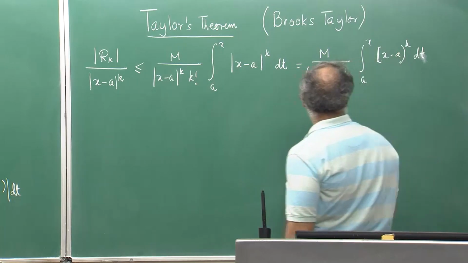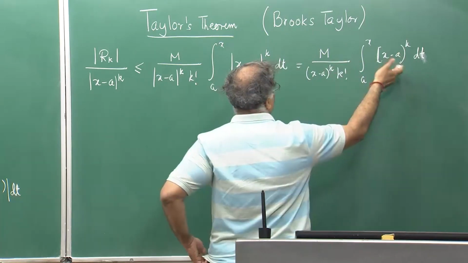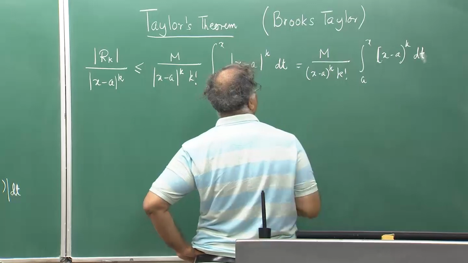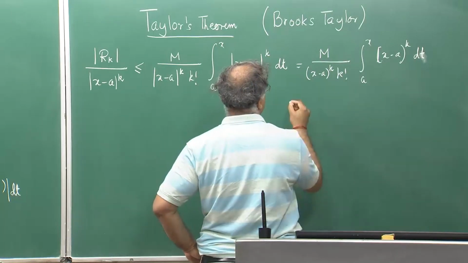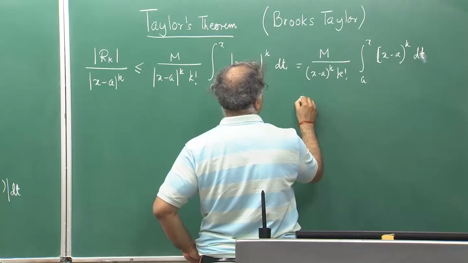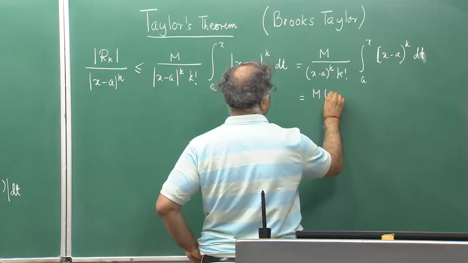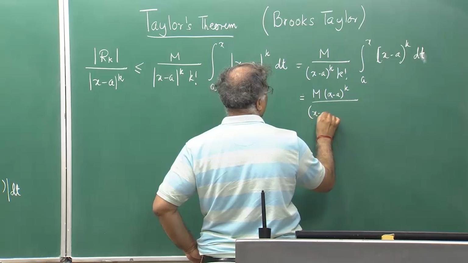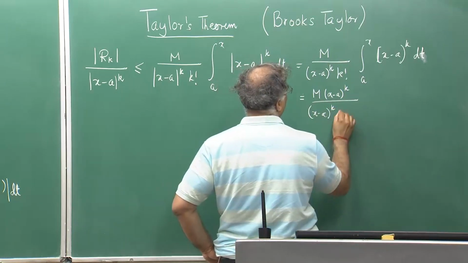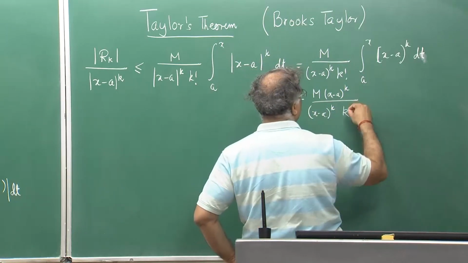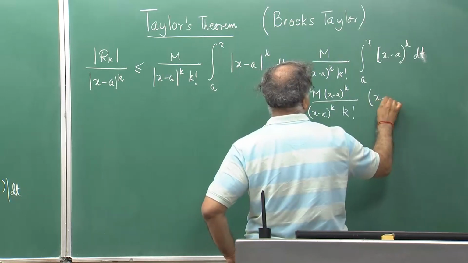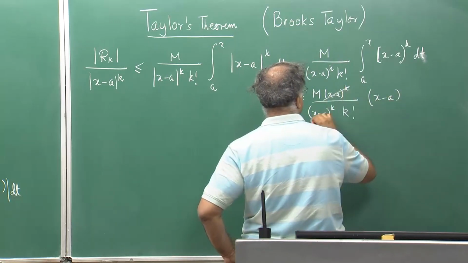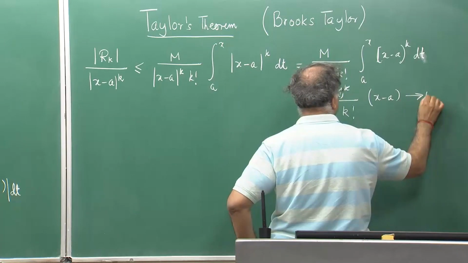Sorry, dt. So now this is free of t, so this is nothing but M times (x minus a) to the power k divided by (x minus a) to the power k by k factorial, times the integral from a to x of dt, so it will become x minus a. So this cancels, and as x tends to a, this tends to 0.